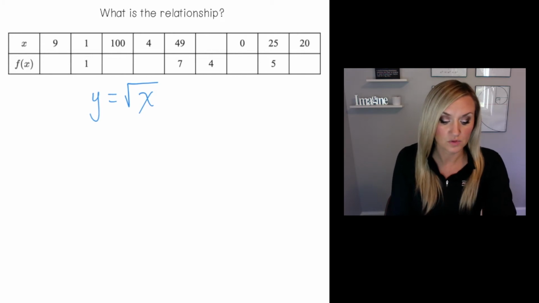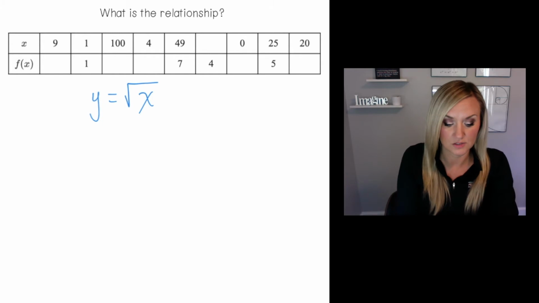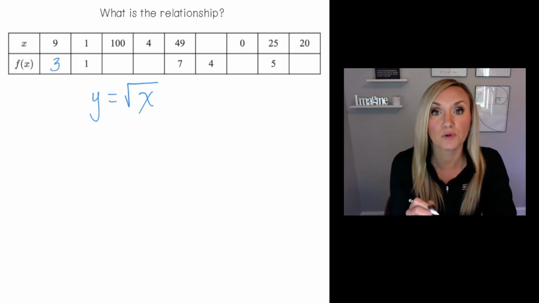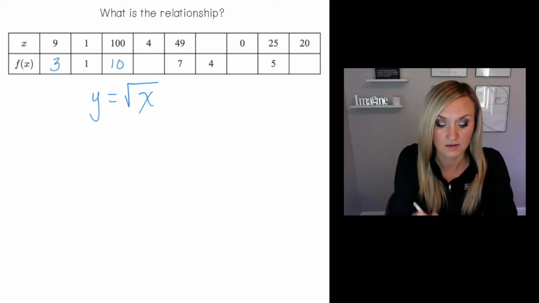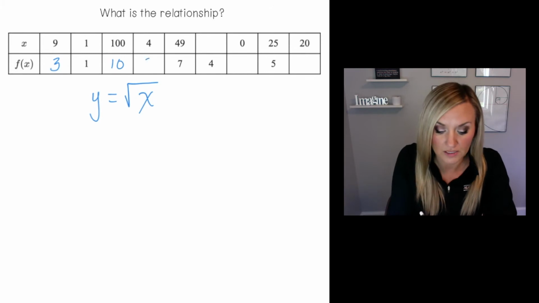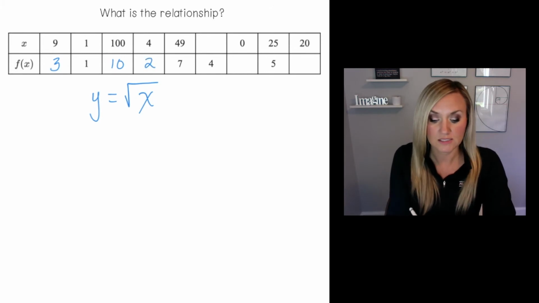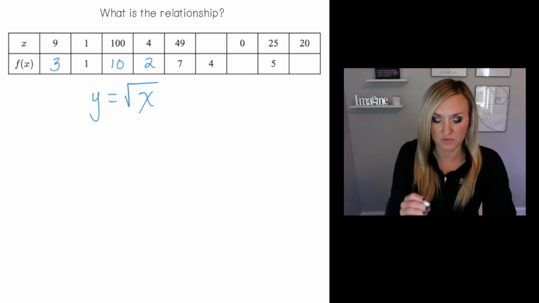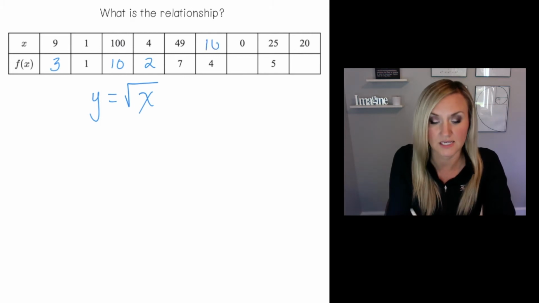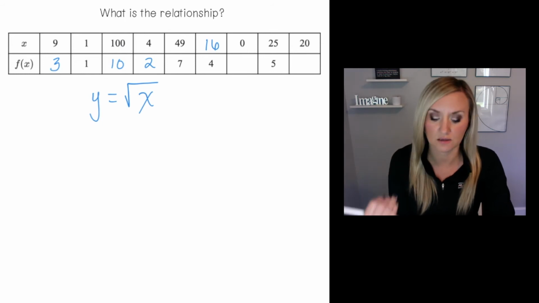Okay, so the square root of 9 is 3. The square root of 100 is 10. The square root of 4 is 2. Something that, when I take the square root of it, gives me 4? Well, that is 16. The square root of 16 is 4.